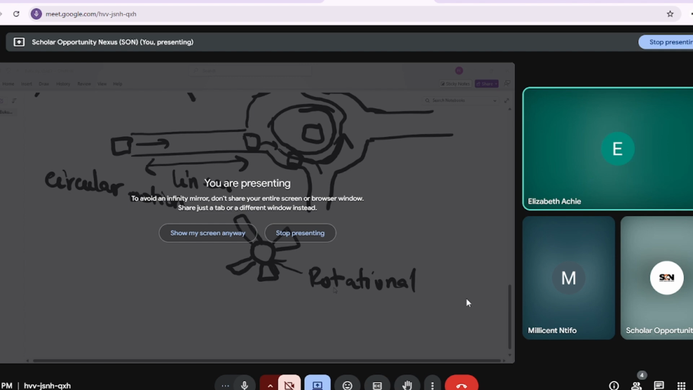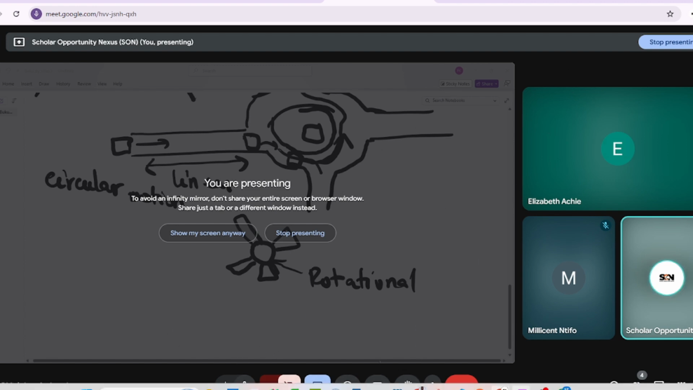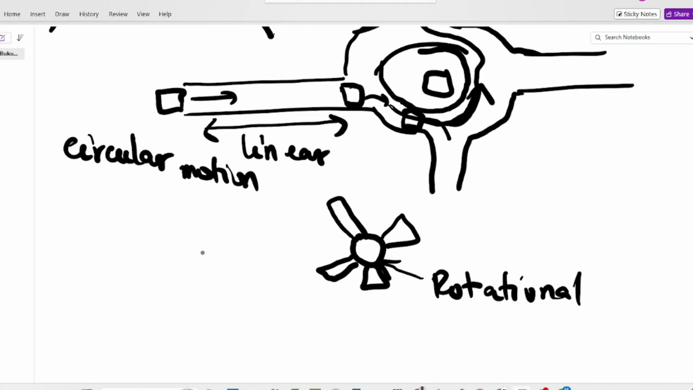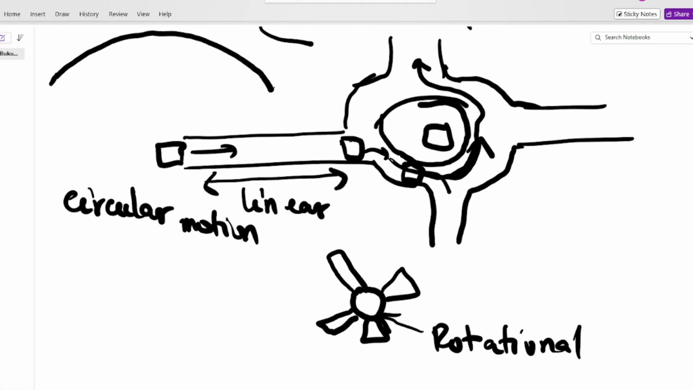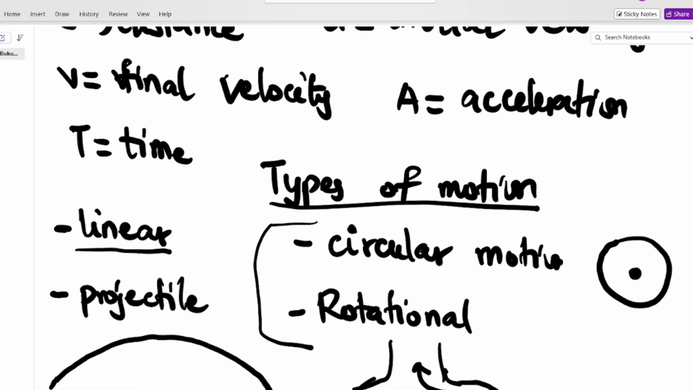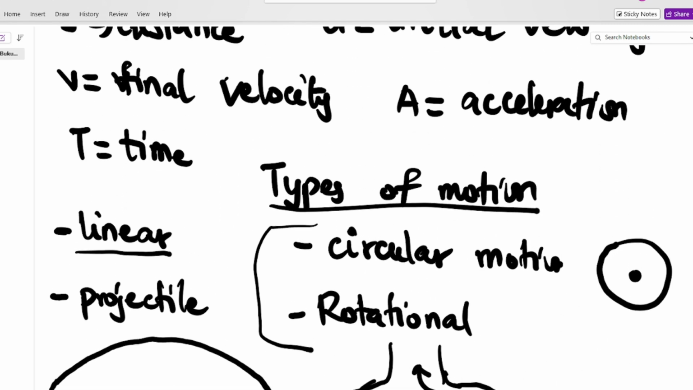Yes, please. Okay, good. So we know what the two types of motion are. Circular motion and rotational motion are well taken care of. And then projectile motion, so now we come back to that. Now we know what circular motion is and rotational motion is.